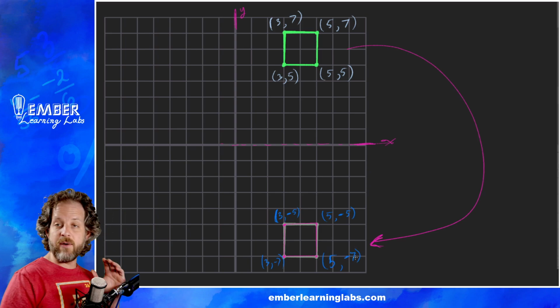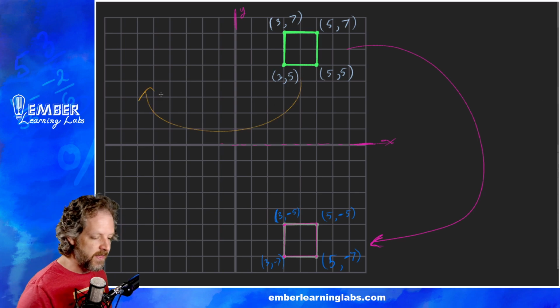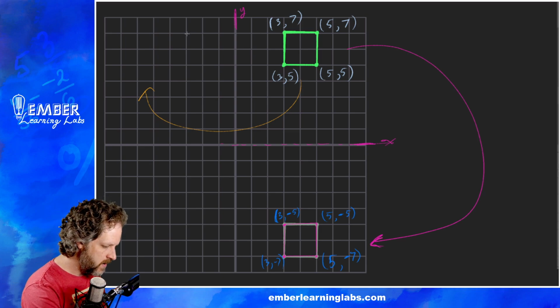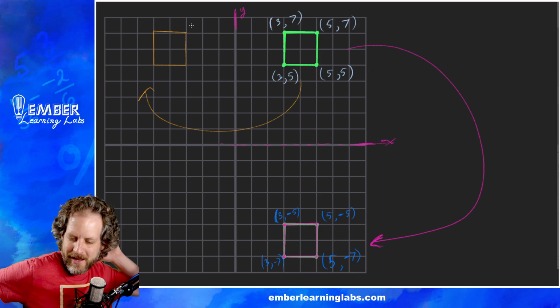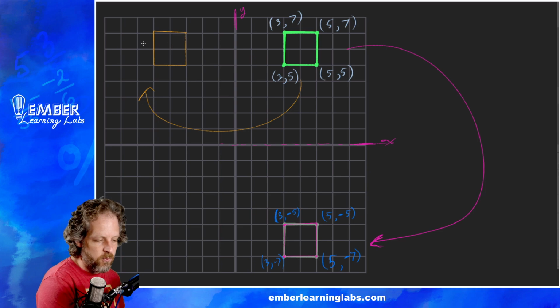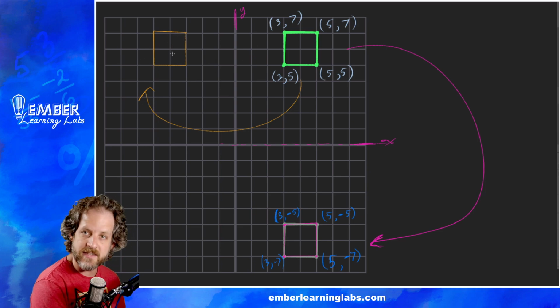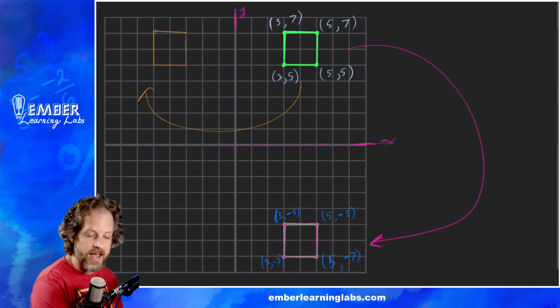So if we were to reflect it the other way, then all of the y parts would stay the same. It would look like that. I drew it a little ugly there because I was doing it in a hurry. So all of the y parts would stay exactly the same, right? But all of the x parts would flip. So this would be negative 3, 7, negative 5, 7, etc., right?